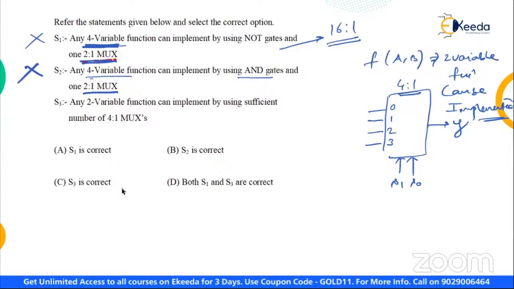Okay. So let me go for the S3 statement at least. What S3 says: any two variable function can be implemented by using a sufficient number of 4:1 multiplexers. Obviously for a 4:1 multiplexer, you already have two variables here. So a two variable function can definitely be implemented by using only one 4:1 multiplexer. So you don't require even a sufficient number of 4:1. One 4:1 multiplexer is enough to implement any two variable function. Moral of the story, S3 is true. Option C is correct, which is S3 is correct.